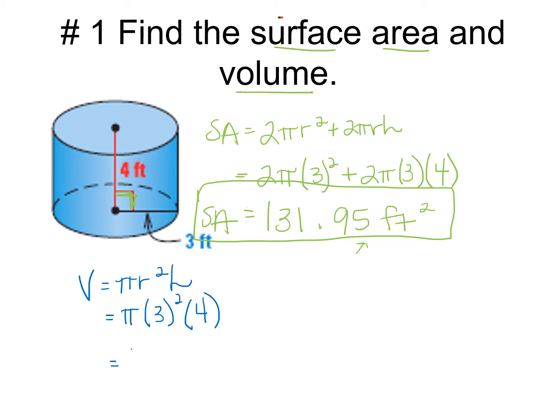And the volume I'm going to get back is 113.097, which rounds up to 113.10. And this is going to be feet cubed because we're talking about volume.